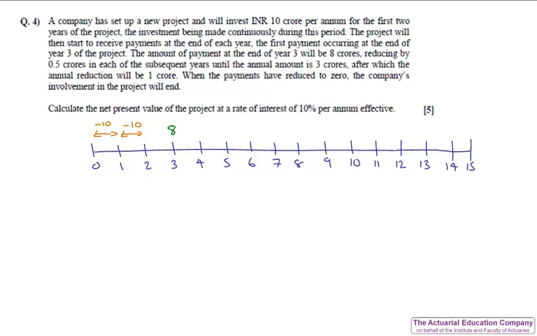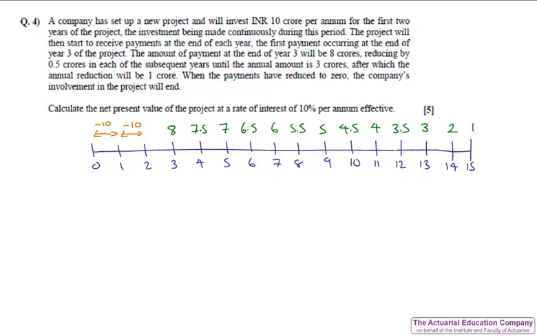And then it goes down by 0.5 each time, so 7.5, 7, and so on, and we carry on until we get to 3. Once we get there, we're told that the annual reduction will be 1 a year. So we'll get 2, then 1, and then nothing. So the project will end. Okay, we need to get the net present value, so we're going to split this up into 3 parts.